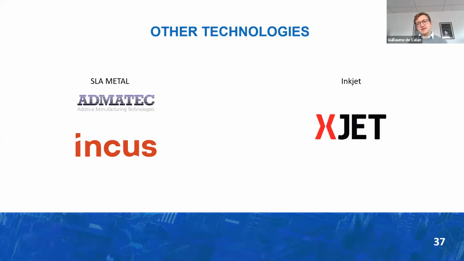You have other technologies. I can't name them all, and I'm probably forgetting some people here. SLA Metal is starting to get a bit of traction. We know two companies doing that, which is Admatec and Incus. Interesting for very small precision details. Inkjet is a bit in the same thing. You could do very precise parts. We've heard of people making metal with selective laser sintering of plastics by putting metal in plastic binders. There's really a lot of possible technologies, but let's say we've named the main ones.